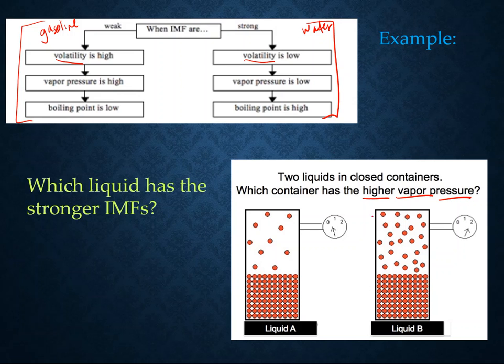Yes, you see all these particles in here, much more in the gaseous phase. B has got a higher vapor pressure. That means this has a lower boiling point though. So now that I've looked at and evaluated this particular scenario here, which liquid has the stronger IMFs?